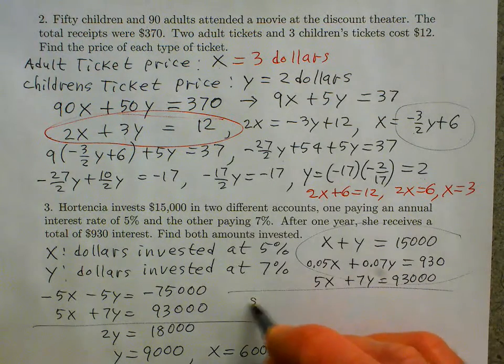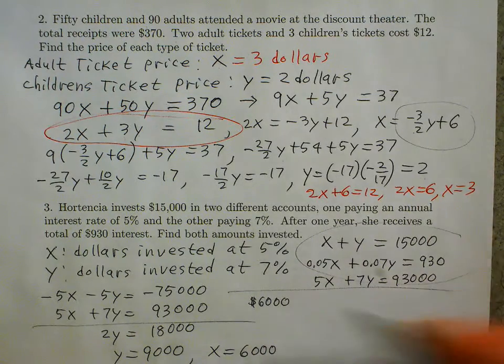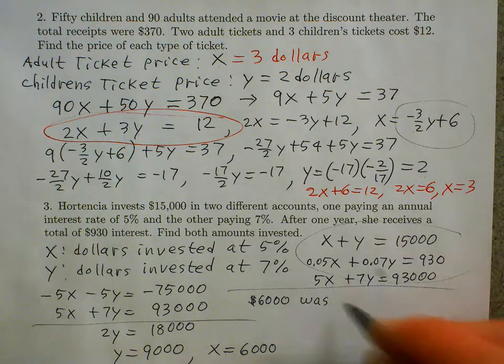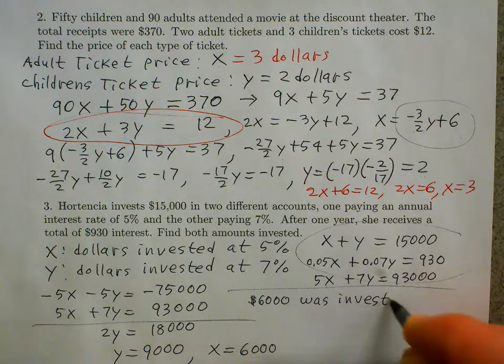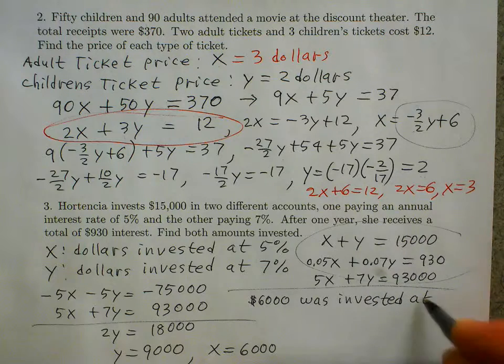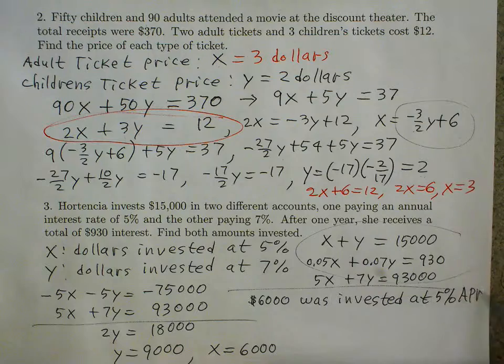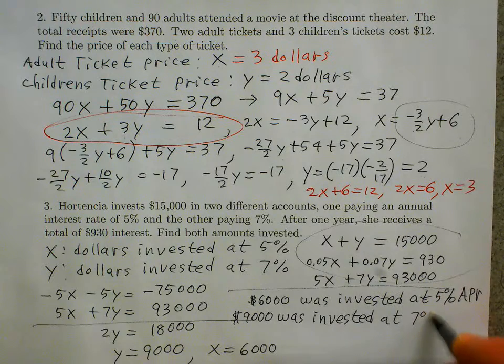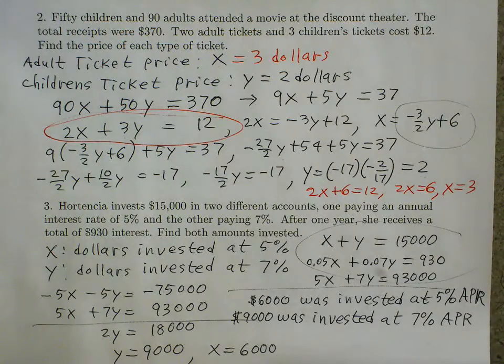Okay, so $6,000 was invested at 5% per year, at 5% APR, annual percentage rate, and $9,000 was invested at 7% APR. I guess they capitalized that.